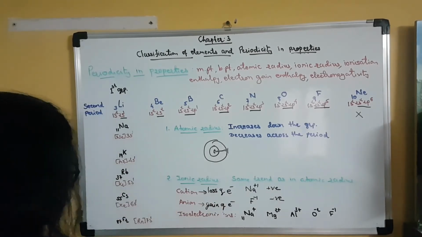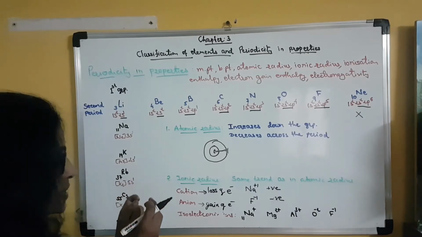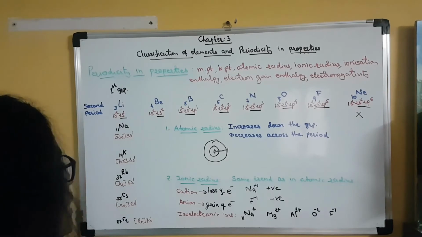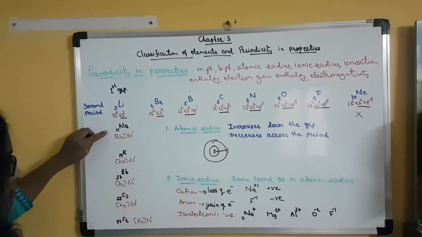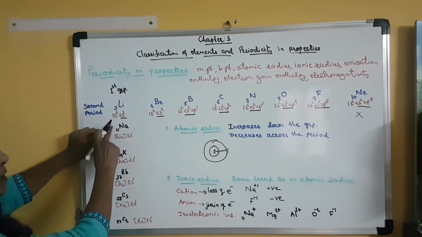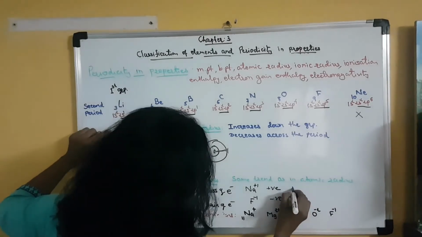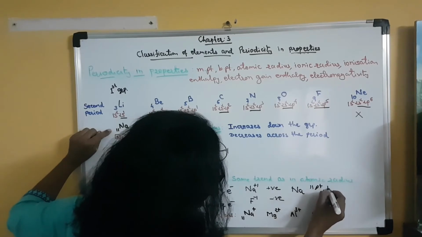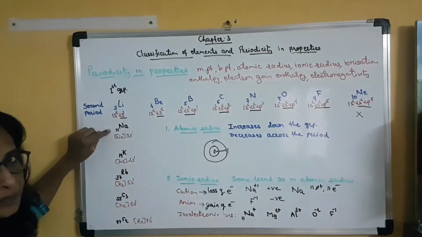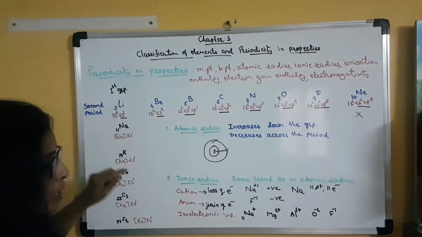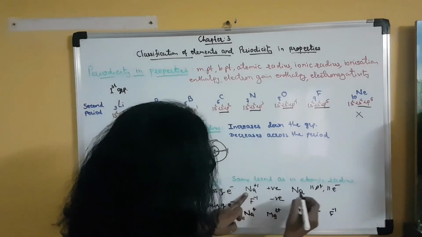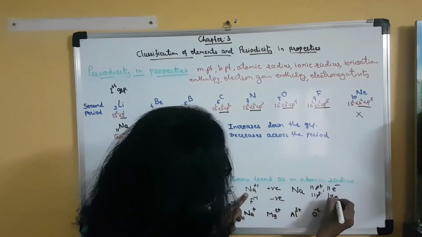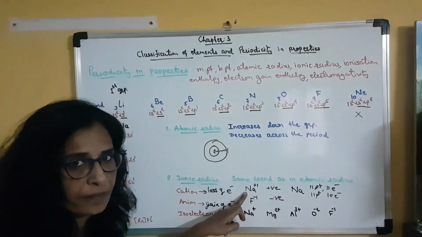Now we will see the size. Cation is always smaller in size compared to the parent atom. For example, we take sodium. The sodium atom has 11 protons and 11 electrons, so it is electrically neutral. But when the sodium ion is formed, the protons remain the same, but an electron is lost. One electron is lost.